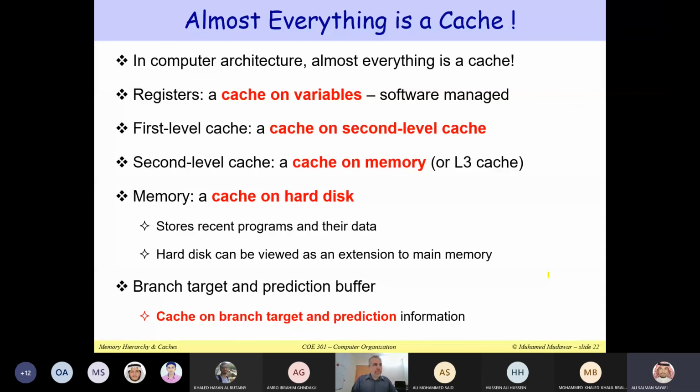All right, Ali. I have a question according to what you asked. If we want to increase the cache in the future, what's better? We add a new level of cache or we just increase the size of the cache?